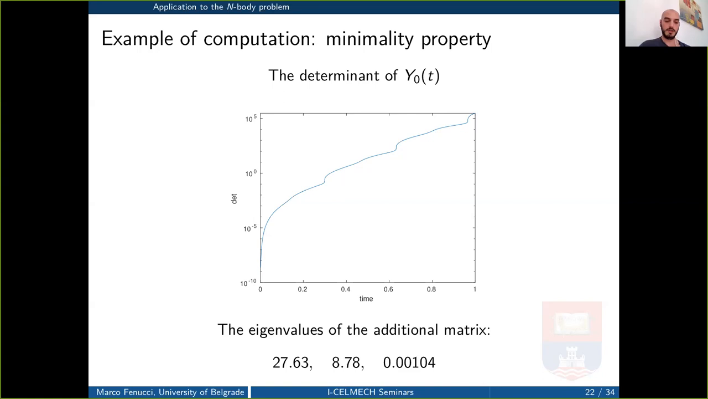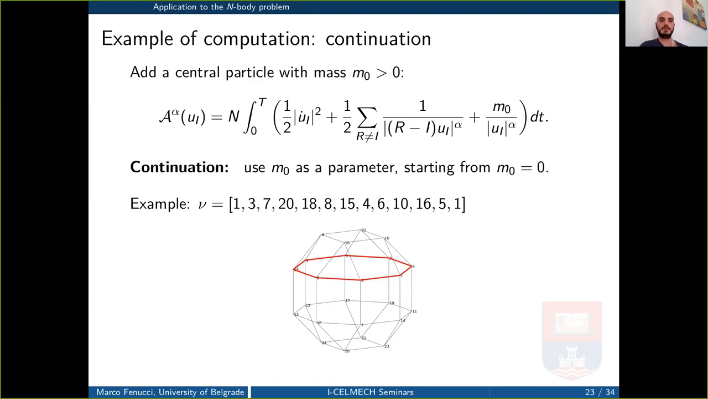But okay, before I said also that there's the continuation method. So let's see an example on how to use it. So let's take the same system, but we add another particle in the center with a mass m0, which is free to attain every positive value. So this is our parameter, and the action has another term in the potential, which is the attraction of the central particle. So we use this central mass as a parameter.